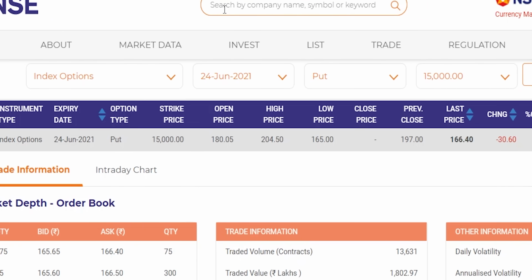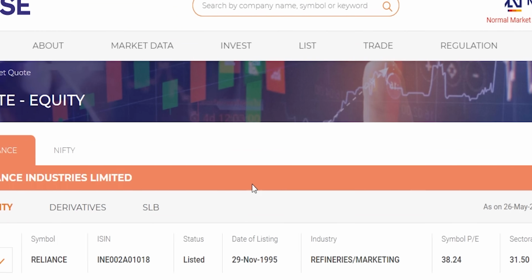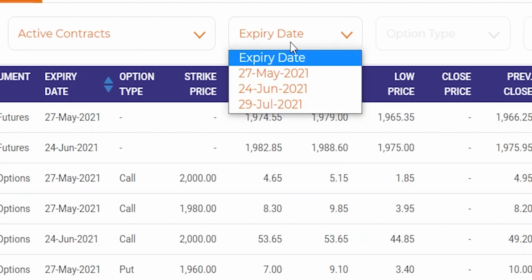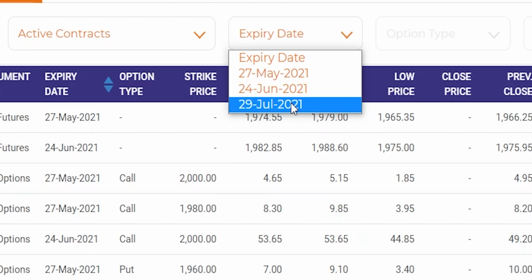Maybe I can show you one example. I can choose Reliance and I choose derivatives. You can see the expiry dates: May, June, July. So there are only 3 monthly expiries as far as stocks are concerned. For Nifty and other indices, you have got weekly expiry, monthly expiry and long-term expiries. So this is one thing.